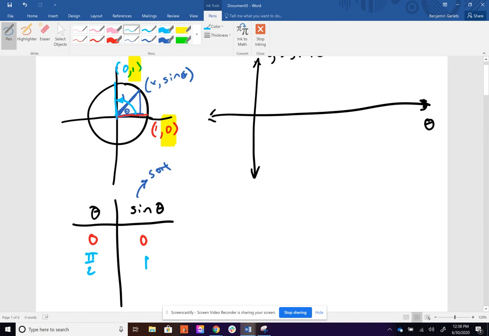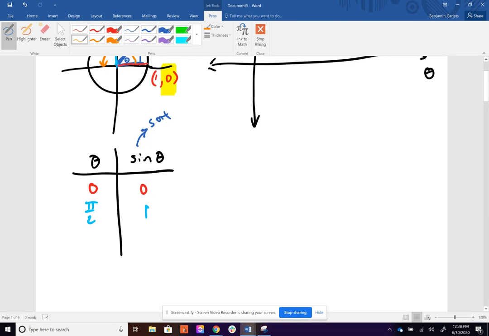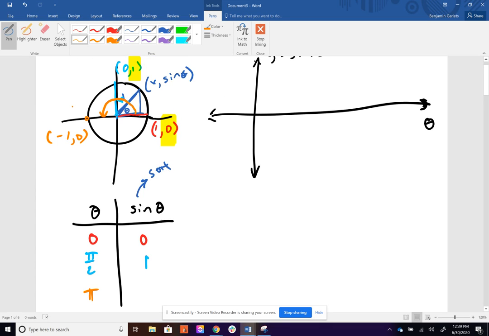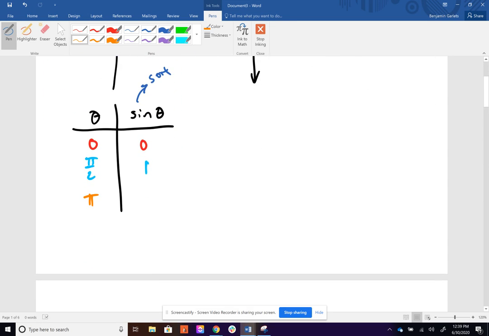All right, let's keep going. Let's go with a different color here. So if I keep going and I create this 180 degree angle, which is half of our circle, so it's going to be half of 2 pi, which is pi. I've got this coordinate here, which is negative 1, 0. So if my y value is 0, when I have an input of pi, I have an output of 0.